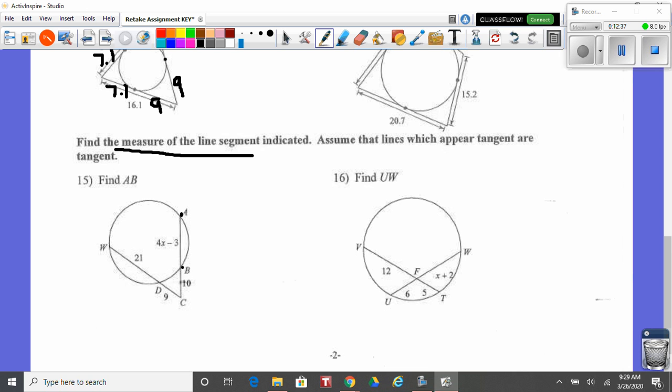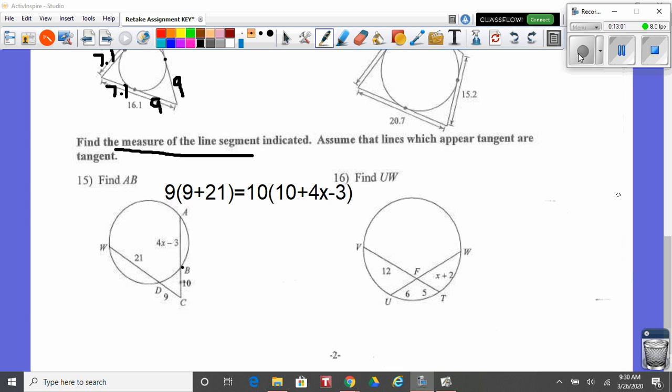When you have your two secants, what you have to do is take the outside times the whole thing. So that's going to be 9 times 9 plus 21 equals our other side of 10 times 10 plus the 4x minus 3. I'll clean that up for you in one second.